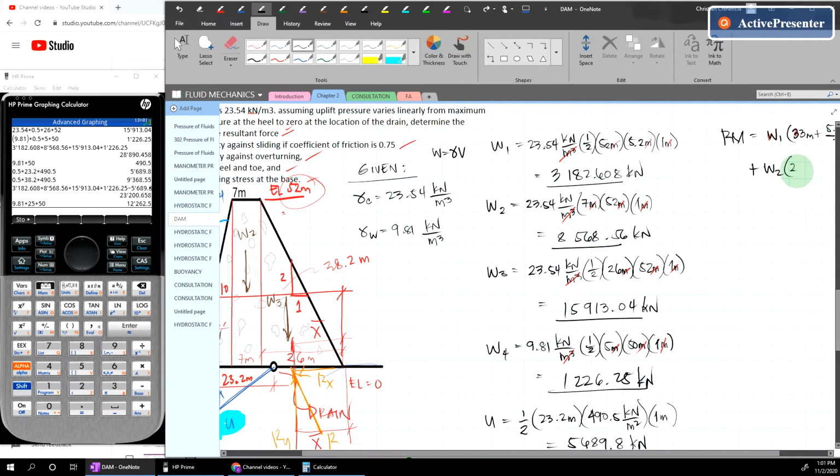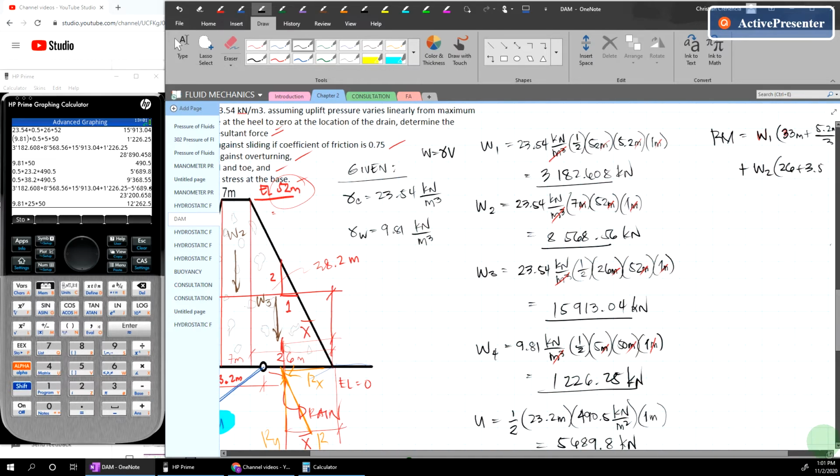Or siguro para mas malinaw, no? So, 26 plus 3.5. So, naka-meter pares to. Okay? Then, plus, move ko lang konti sa kaliwa. Yung weight 3. So, that is triangular load. So, ang moment arm natin from toe is 2/3 ng 26 meters.